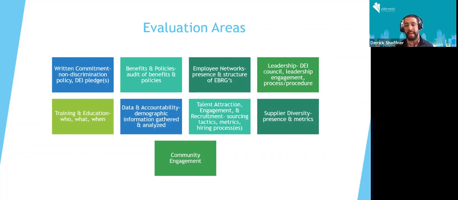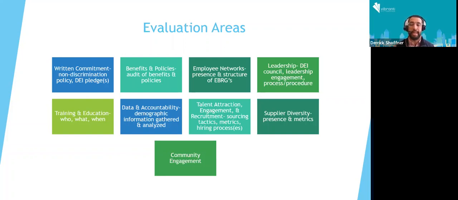It's one thing to gather and to have the insight. It's another to analyze that information and act upon it. So that is the ways in which data and accountability are measured within the Index 4.0. Talent attraction, engagement, and recruitment measures just that: sourcing, the tactics of such, the metrics that are involved with doing just that, and an assessment of your hiring process from recruitment all the way through a job offer, the ways in which you're doing just that and controlling for bias and things of that nature as well.